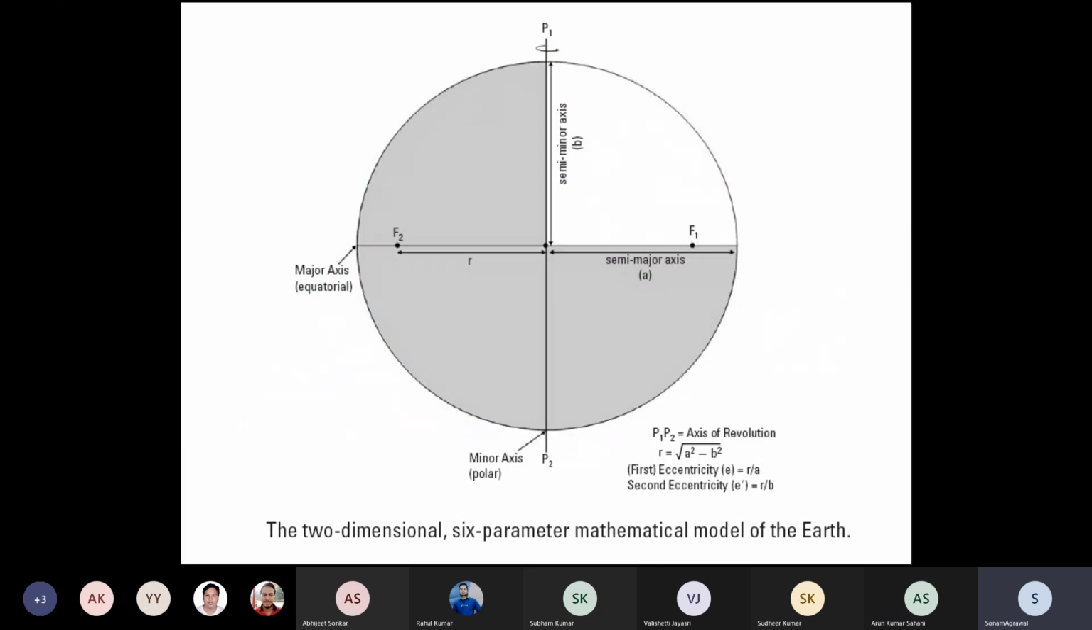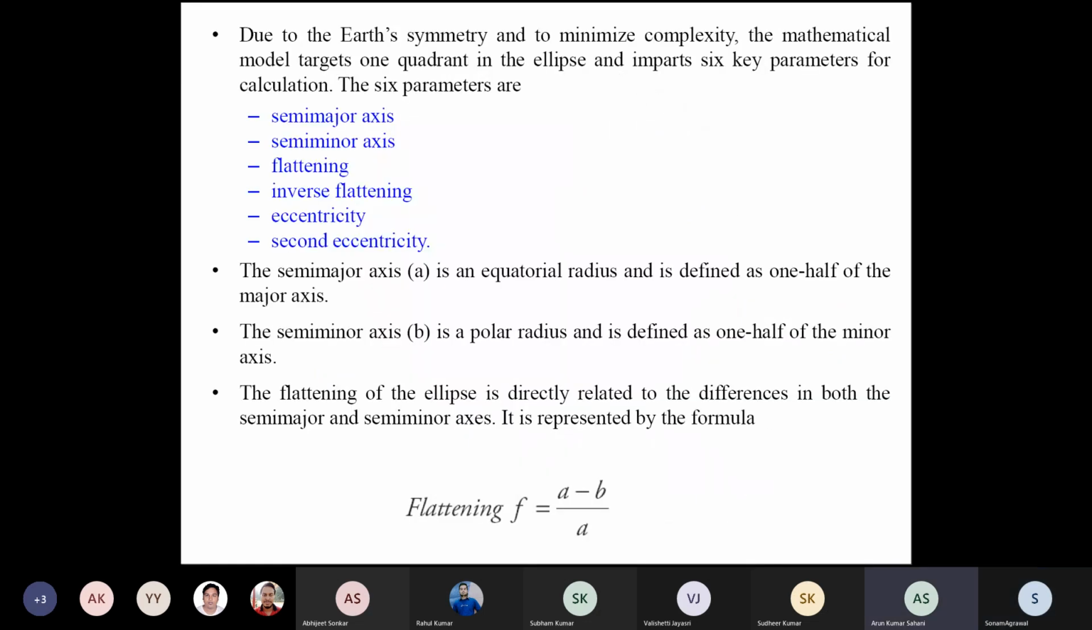Ma'am, you just said inverse flattening 295, so is that in kilometers? Flattening will not be in kilometers. If you see the formula, A minus B upon A, A will be in kilometer, B in kilometer, and divided by A, so kilometer will cancel the other kilometer. So there will be no unit for flattening.